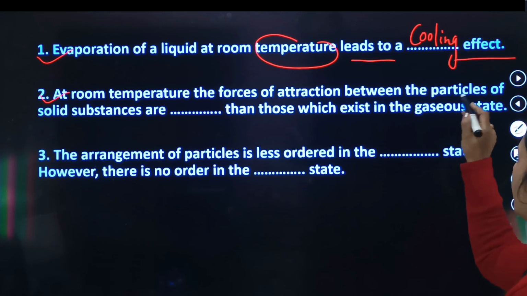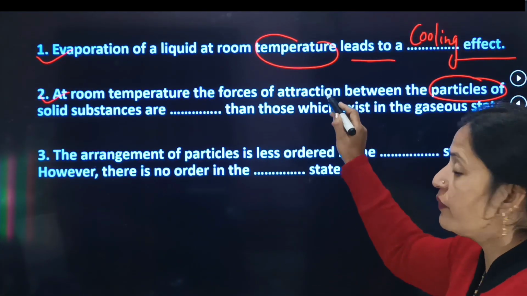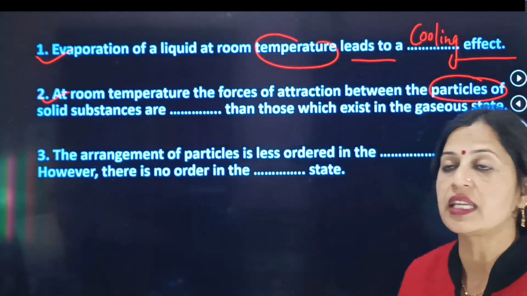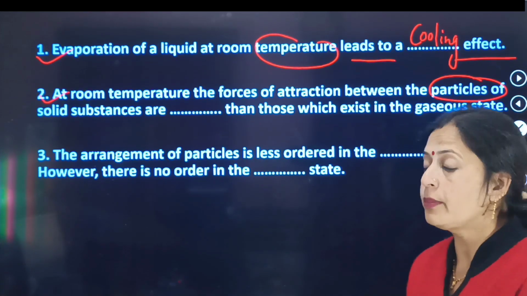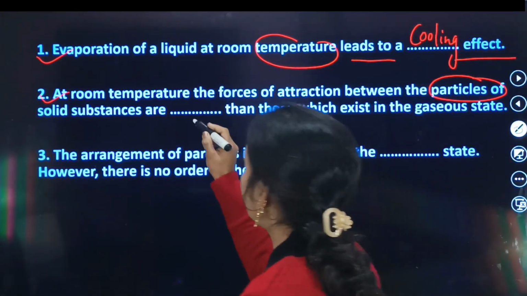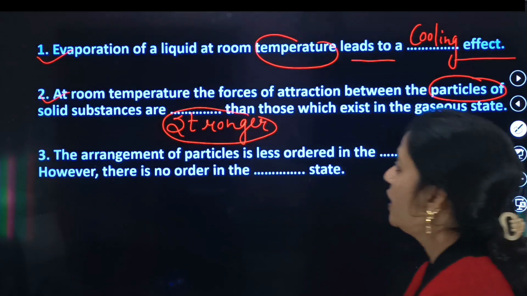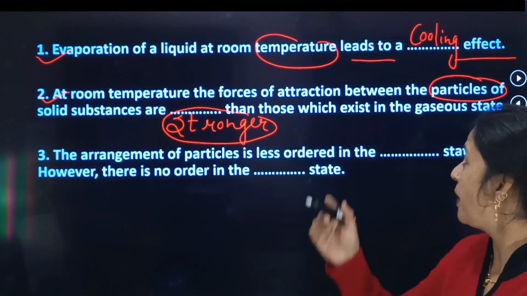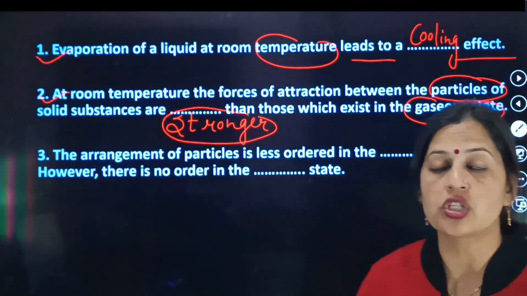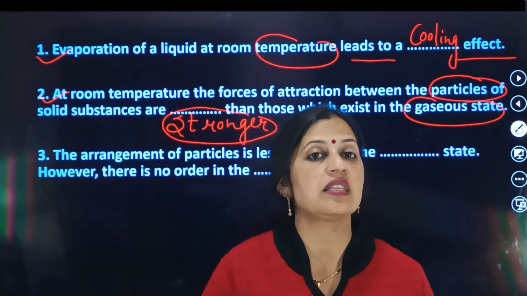At room temperature, the forces of attraction between the particles of the solid substance are dash than those which exist in the gaseous state. That is your question number 2. At room temperature, the forces of attraction between the particles of the solid substance are stronger than those which exist in the gaseous state. They are much stronger as compared to the particles that exist in the gaseous state.